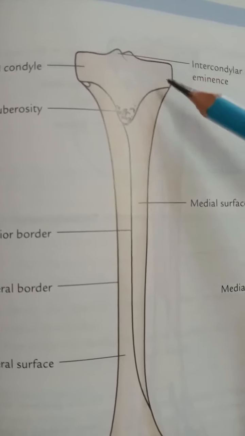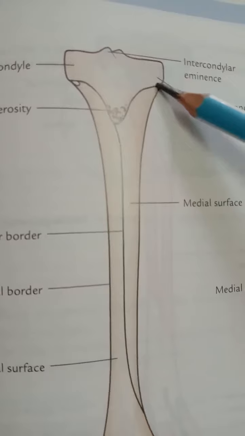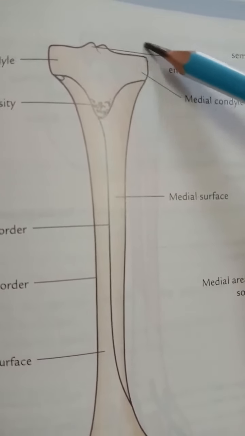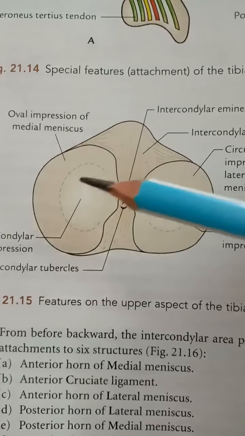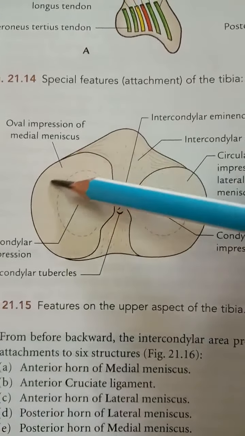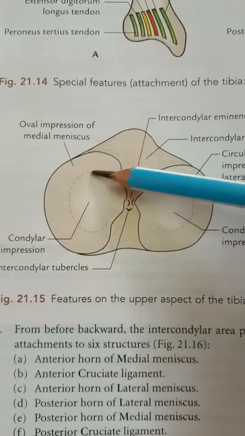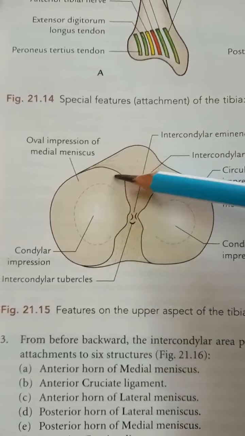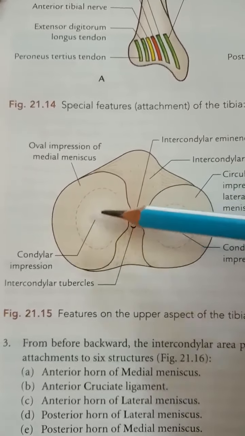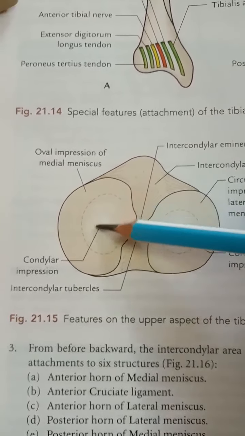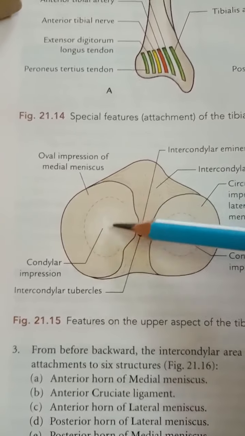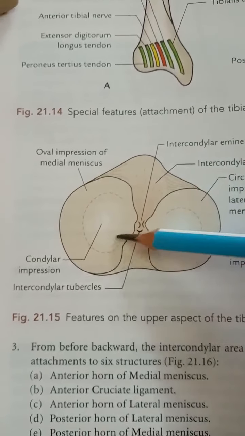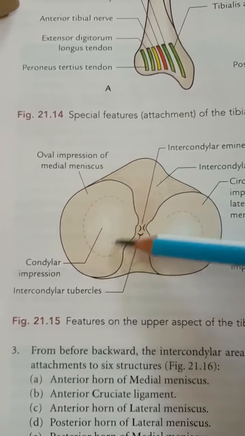So let's see the medial condyle. The medial condyle is larger than the lateral condyle, and here in this diagram you can see the medial condyle and its superior surface. The superior surface is articular, and it articulates with the medial condyle of the femur. The articular surface is oval, and its long axis is anteroposterior.